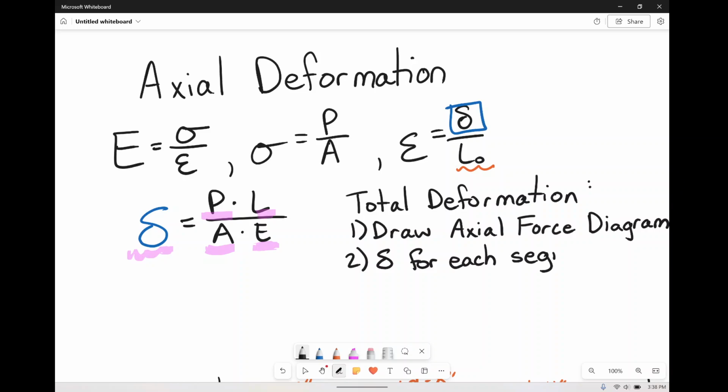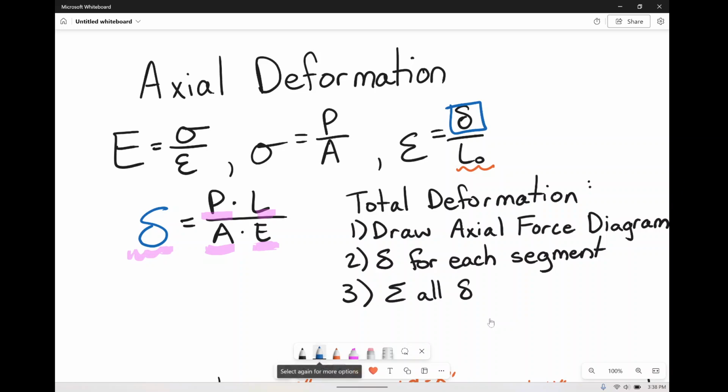And again, a segment is when you separate out a different material, a different cross-sectional area, or could be a change in load. Or something could be of a different length, though if it's a different length, it probably also is a different material or a change in load. So you have multiple reasons why you could do that. And then step 3 is to sum them all up.